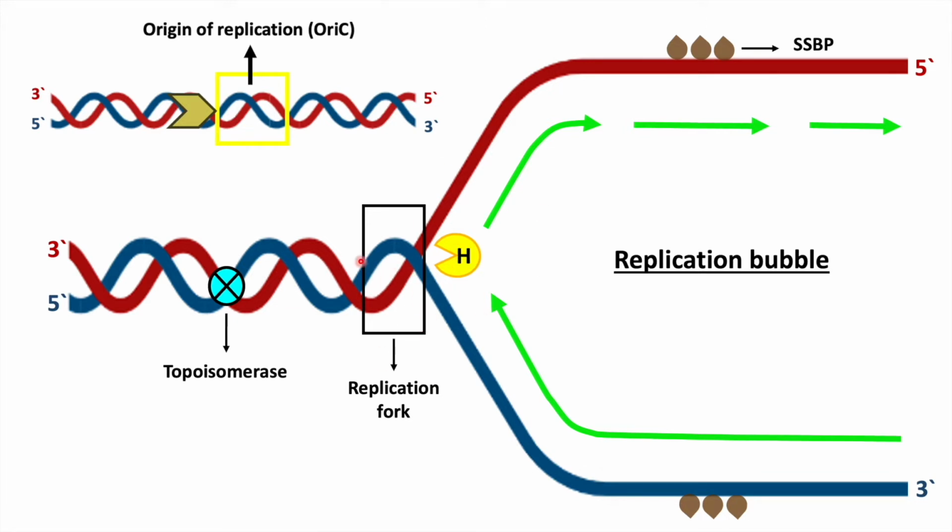And while doing that, it creates this torsional strain between these two DNA strands that can result in supercoiling of these two DNA strands, and that is prevented by the topoisomerase enzyme. And these two separated DNA strands have a high affinity for each other, so they are very vulnerable to reconnect or rejoin, and that can be prevented by the single stranded binding protein.